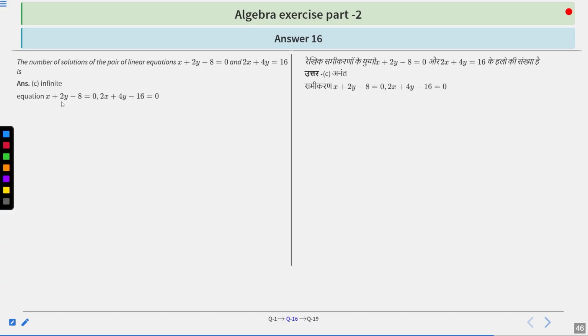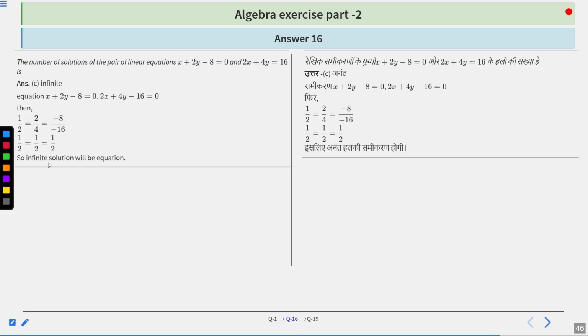The equations are x plus 2y minus 8 equal to 0 and 2x plus 4y minus 16 equal to 0. Then a1 upon a2 is 1 upon 2, b1 upon b2 is 2 upon 4, and c1 upon c2 is minus 8 upon minus 16. So all the terms are 1 upon 2, 1 upon 2, 1 upon 2. That means a1 upon a2 equal to b1 upon b2 equal to c1 upon c2. So the condition for infinite solutions is satisfied. That means these two equations have infinite solutions. Option number C is the correct answer.